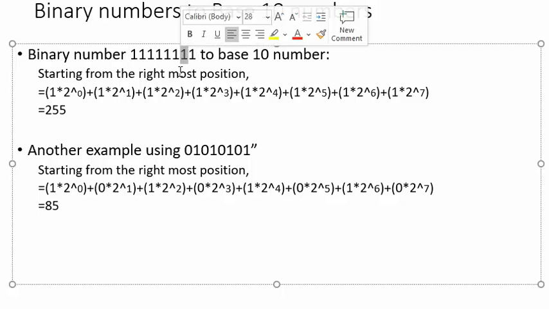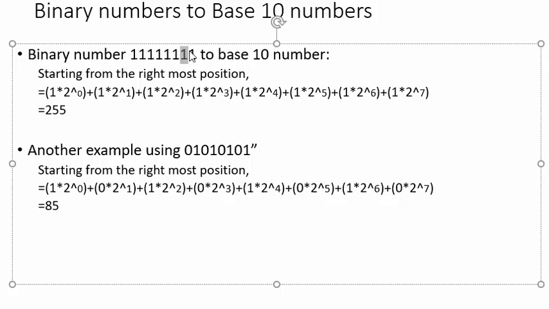Then next, from the right, the value is 1, right? But the exponent is 1, 2 to the 1. So multiply. Then you just add it. So you keep adding all the way, 1, 2, 3, 4, all the way to 8 bits. And you will have 255. If you add them up, you have 255. So that's how you're going to convert.